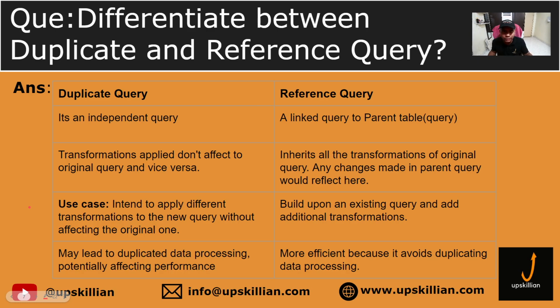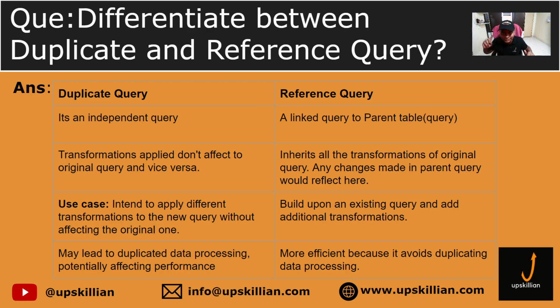Now what are the use cases for duplicate query? Basically, if you intend to apply different transformations to the new query without affecting the original one, you have to go for a duplicate query. Whereas in reference query, if you want to build on an existing query and do some additional transformations, then you can go for reference. So in reference, what happens? It links to the parent query, but on top of that you can do some transformations. But if you delete the parent query or if you do some changes there, it will affect the reference query. So that's the problem. The independence is a problem here.